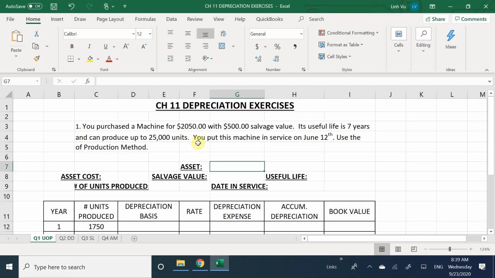So here you purchase a machine for $2,050, okay, with a $500 salvage value, okay. Its useful life is 7 years and can produce up to 25,000 units, okay. You put this machine into service on June 12th, okay. Use the unit of production method. Oh my gosh, I forgot the unit. Use the unit of production method.